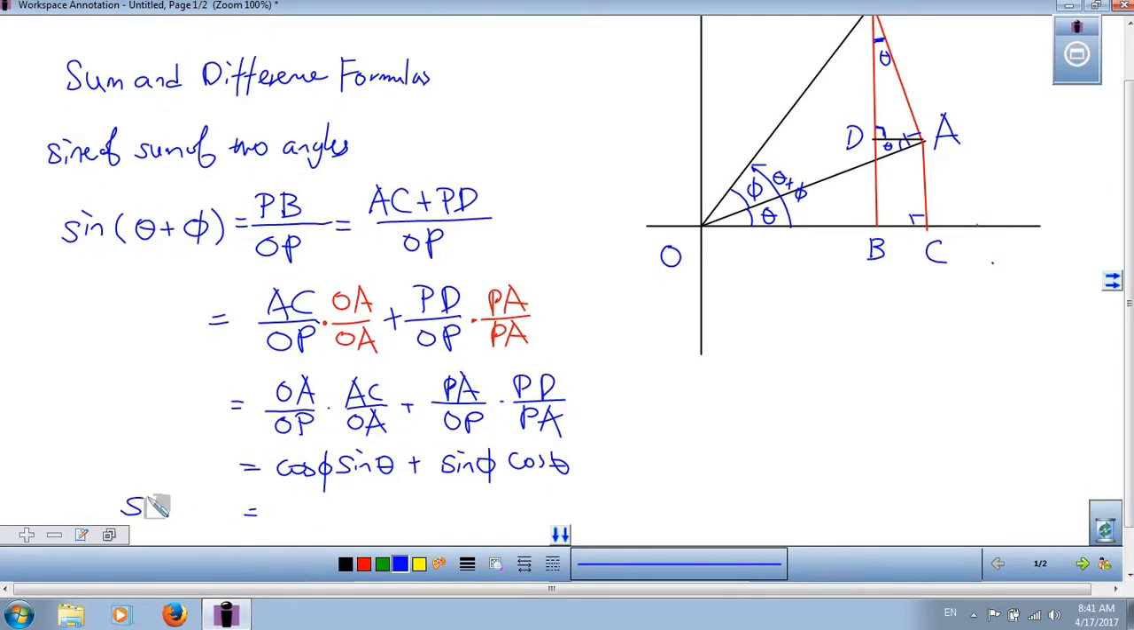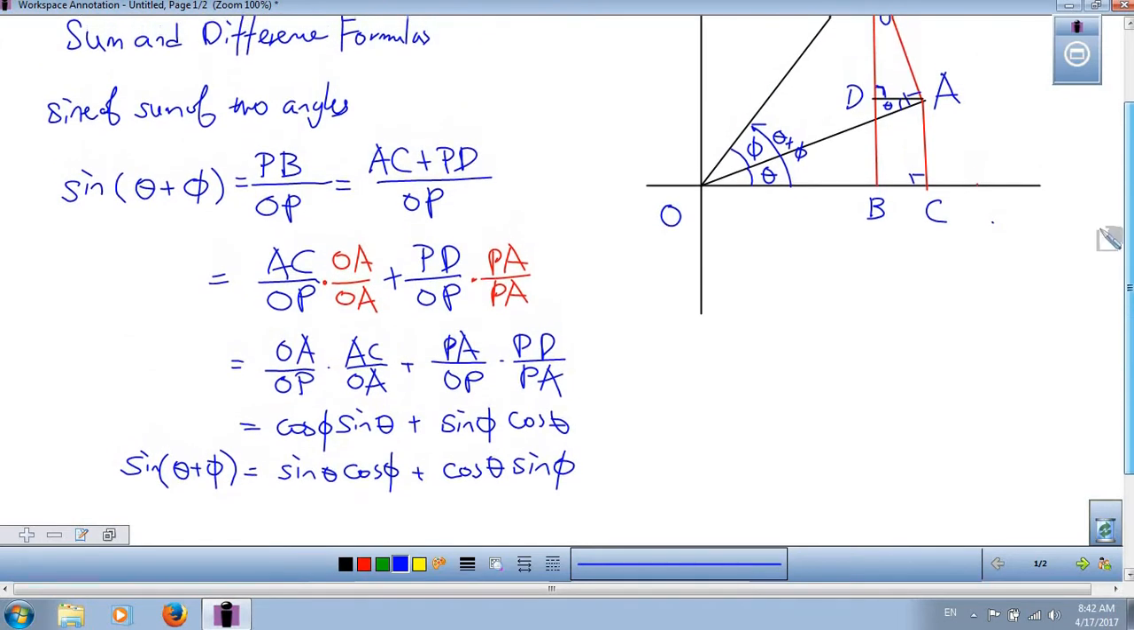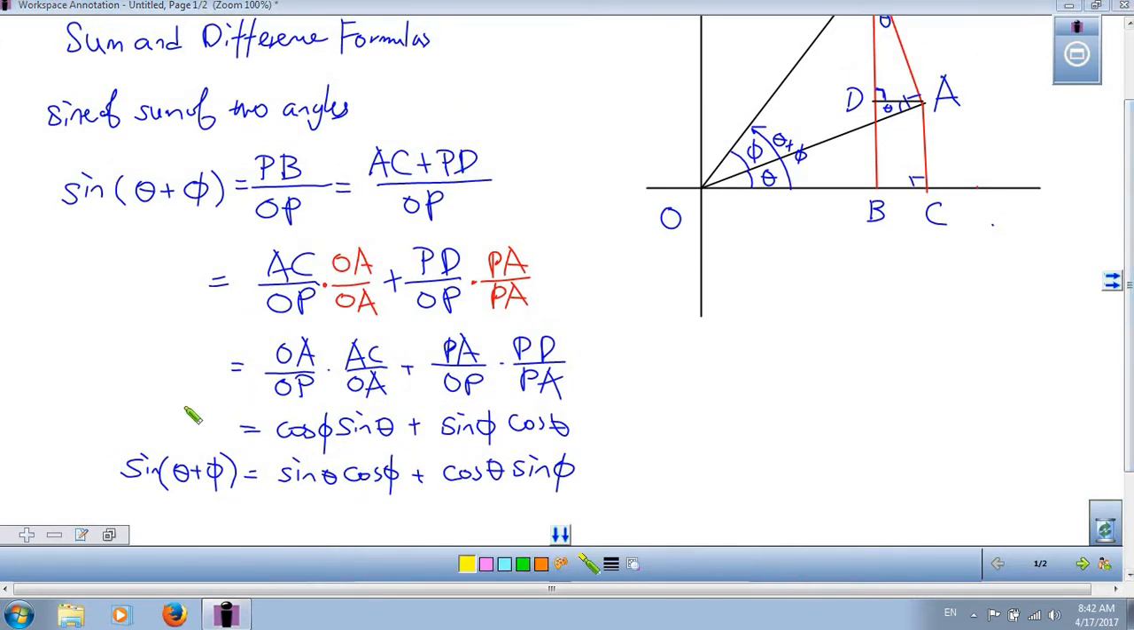So what that gives us is that sine of theta plus phi is equal to sine of the first angle theta times cosine of the second angle phi plus cosine of the first angle theta times the sine of the second angle phi. So this becomes a very powerful formula for us to use, because this way we can break down this expression very simply, and I have shown you how this is brought about by using this diagram of triangles.